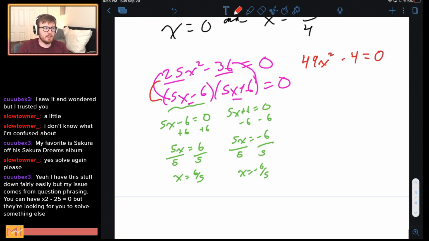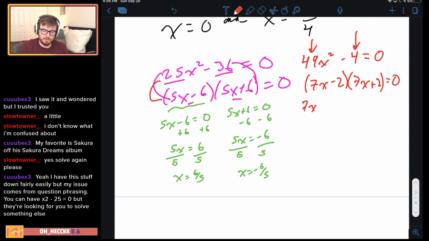So I look at this and immediately I'm like, yo, that's a perfect square. That's 7 squared. Whoa, that's a perfect square. 2 squared is 4. So I immediately know this factors into 7x minus 2, 7x plus 2, because I'm taking the square root.